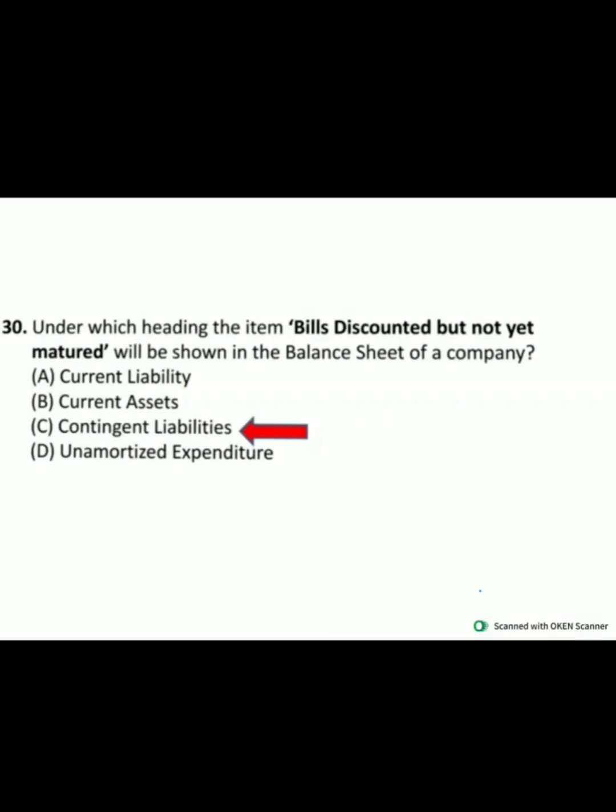Under which head will the item bill discounted but not matured be shown in the balance sheet of a company? The answer is contingent liability. Bill discounted but not yet matured. So this liability is not reflected in the current year's balance sheet.